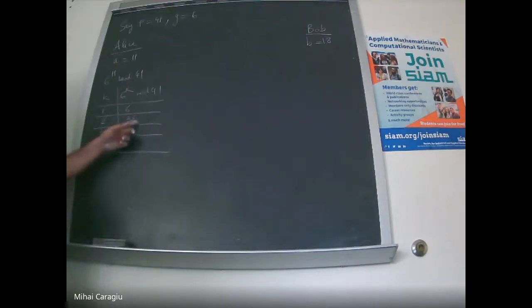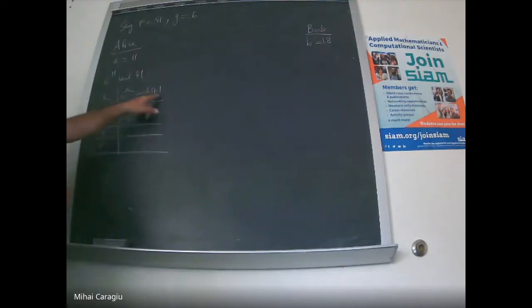36 squared. Let's see if we can find some shortcuts, because we want to work by hand. 36 is minus 5, because if 41 is 0, then 36 is minus 5. Minus 5 squared is 25.